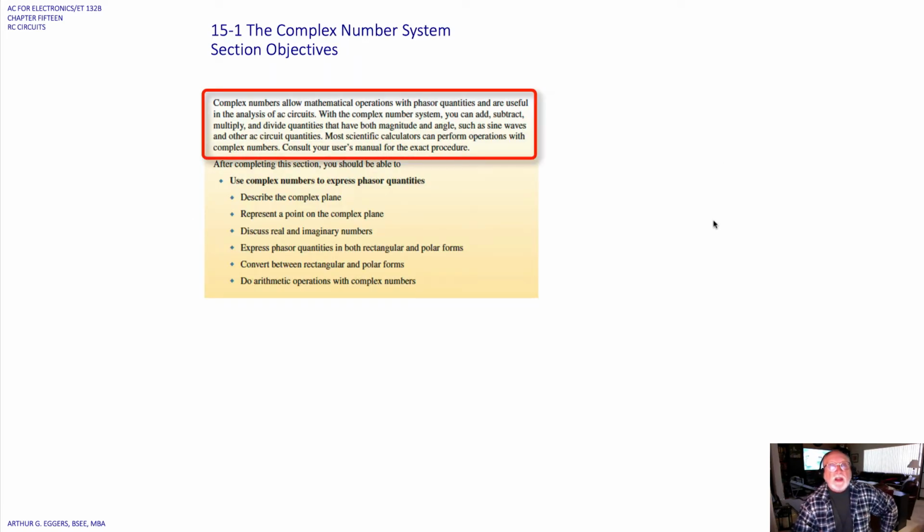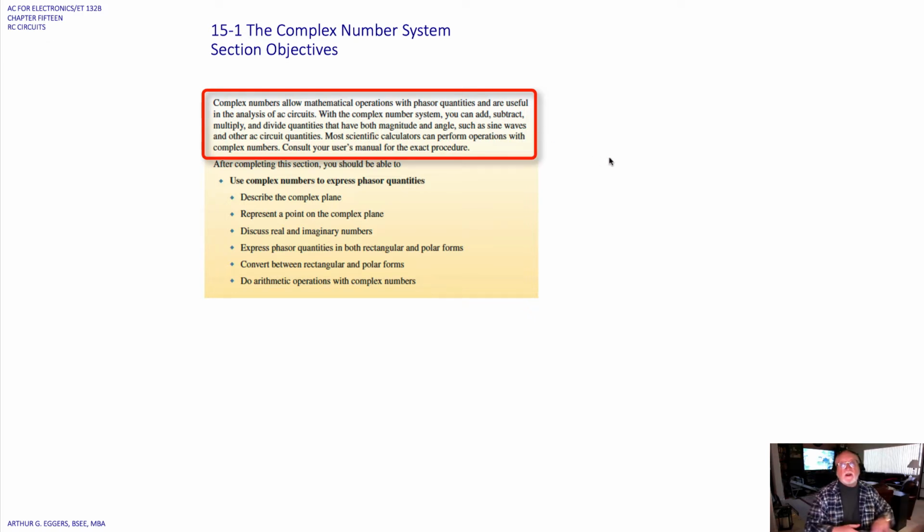So complex numbers allow mathematical operations with phasor quantities. We're going to be using phasor quantities more and more as we progress through the next few chapters. They're useful in the analysis of AC circuits. You didn't need them in DC, but you certainly do need them in AC. With the complex number system, you can add, subtract, multiply, and divide quantities that have both magnitude and angle. And this is important when we try to translate what's going on in a sine wave representation versus a phasor or a complex value representation in AC circuits.